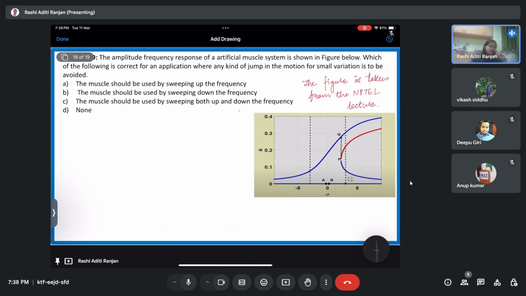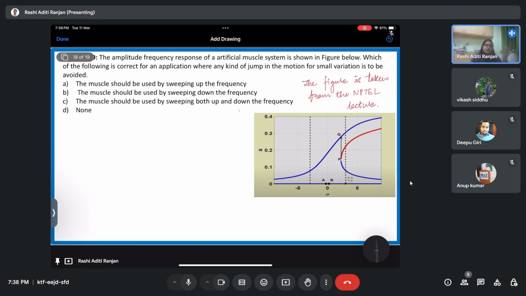Now, the question says what kind of frequency sweep should we use so that any kind of jump is avoided? Okay, let us say that I'm moving my hand and I want to keep it on a surface. What am I going to do? I'm going to move my hand and keep it on the surface gradually. What if I keep it at a very high speed? I'm going to hurt myself, right? I'm going to hurt myself because of the impact that is going to happen, right?